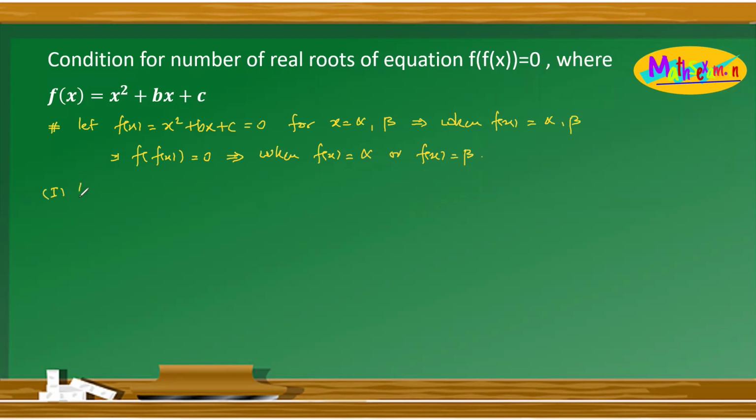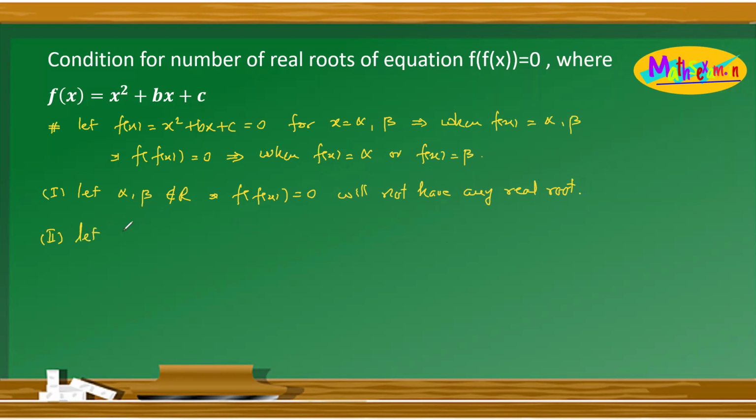First case, let alpha and beta not belong to the real numbers. If they are not real numbers, that means f(x) does not have real roots. In this case, f(f(x)) = 0 will not have any real root. So f(f(x)) will not have any real root if alpha and beta are not real.